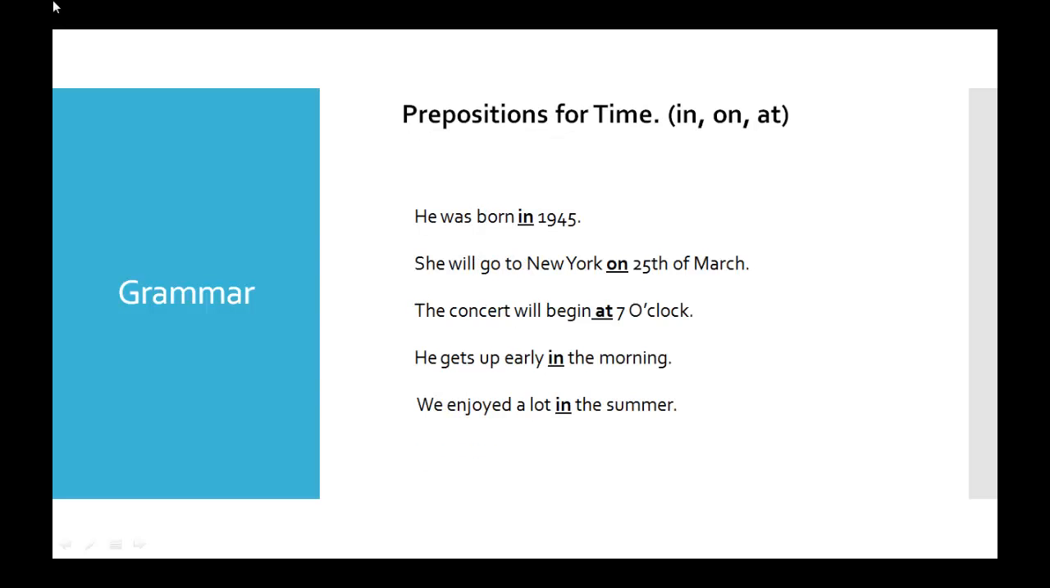Here are some examples of the prepositions used for time. He was born in 1945. She will go to New York on the 25th of March. The concert will begin at 7 o'clock. He gets up early in the morning. We enjoyed a lot in the summer.